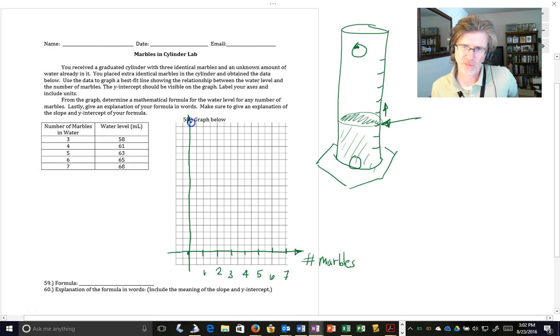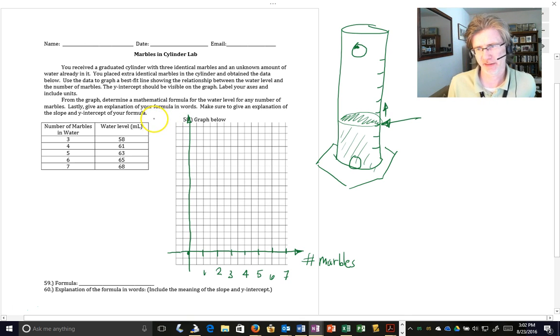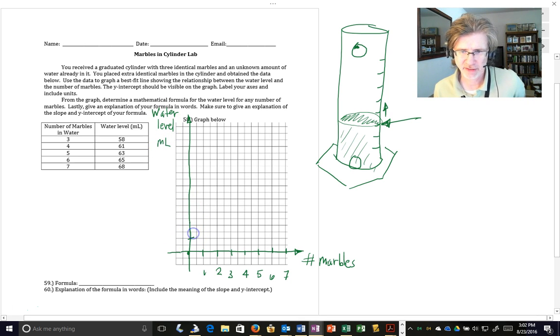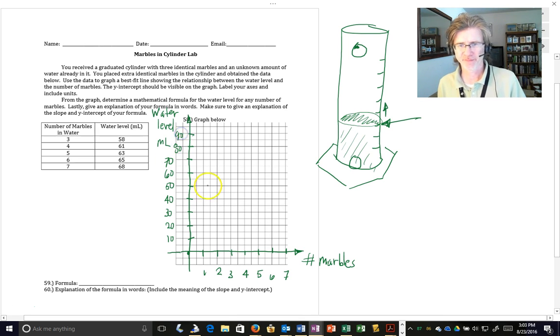So let's do this. I'll draw my y-axis here, and this is the water level in milliliters. So I have 10, 20, 30, 40, 50, 60, 70, 80, 90. All right, so I've got 10, 20, 30, and we can just graph the data. Once I set up the graph, I'm also going to do this in Excel in just a moment, so hang tight if you want to see that.